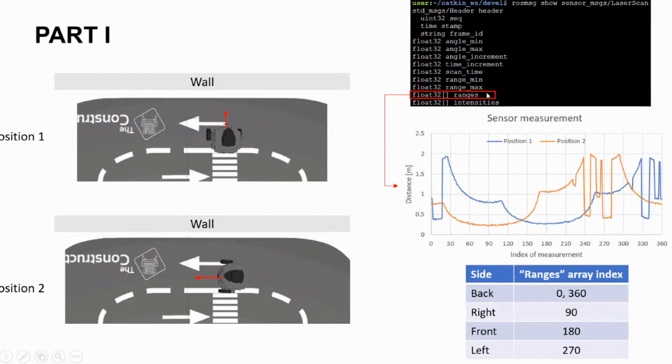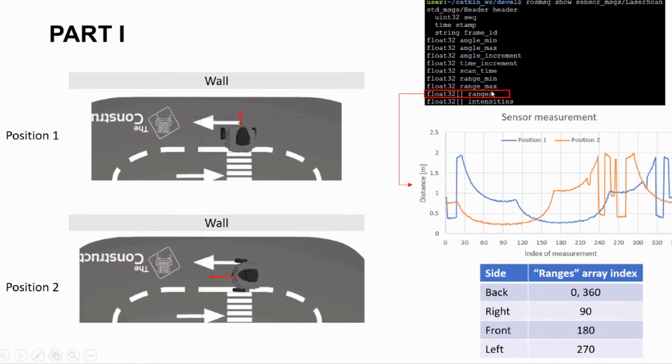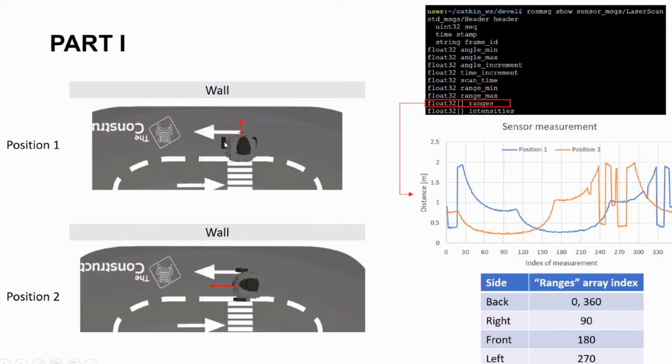So the next thing we have to do is to understand what is being stored here. Basically what I did is put the robot in front of the wall and take the measurements and record this ranges array. And I did it for two positions. Position 1 with the robot in front of the wall, and position 2 with the right side of the robot in front of the wall.